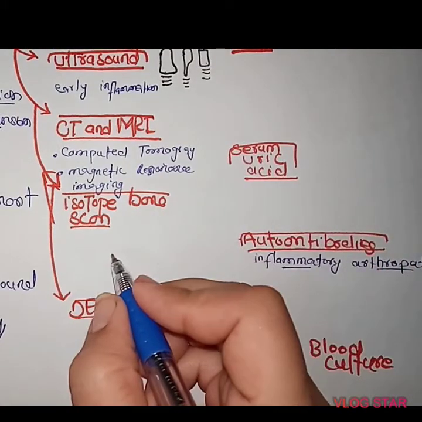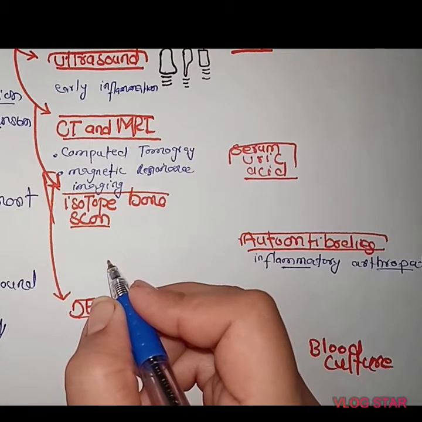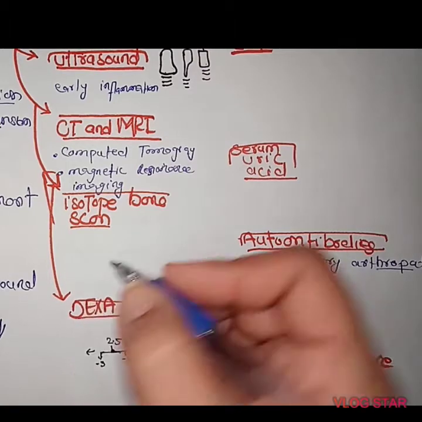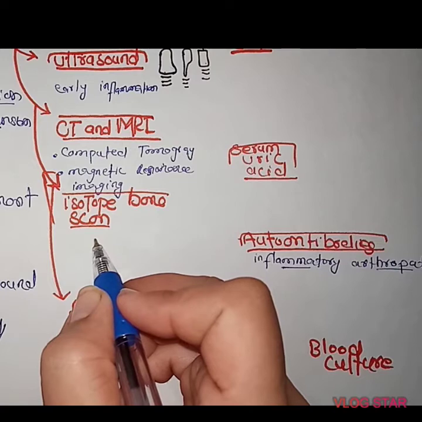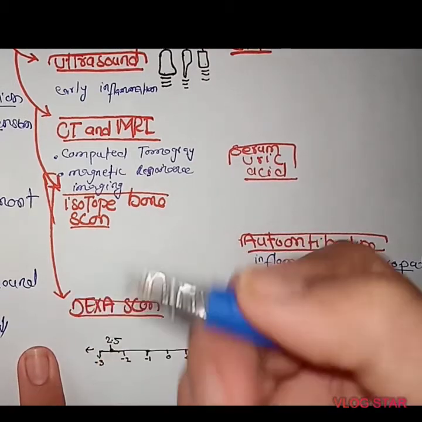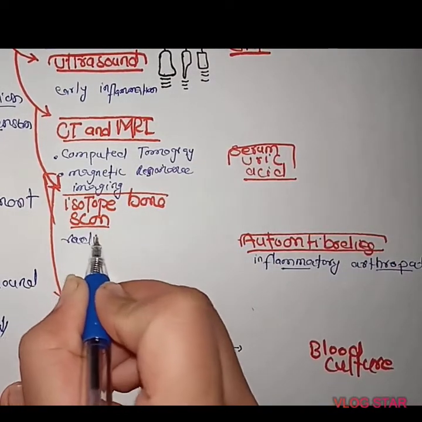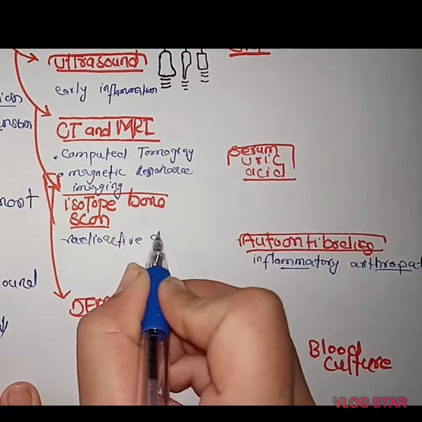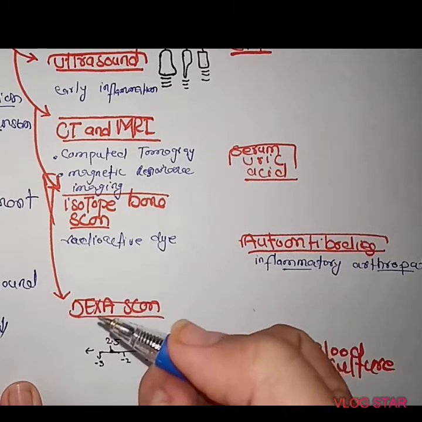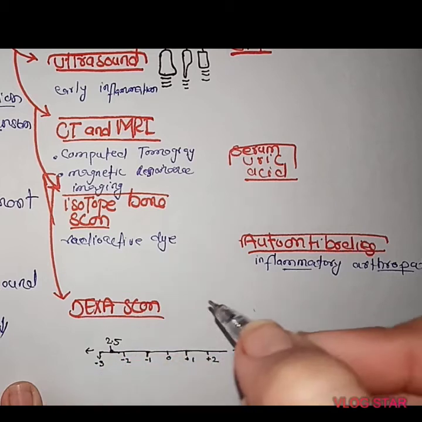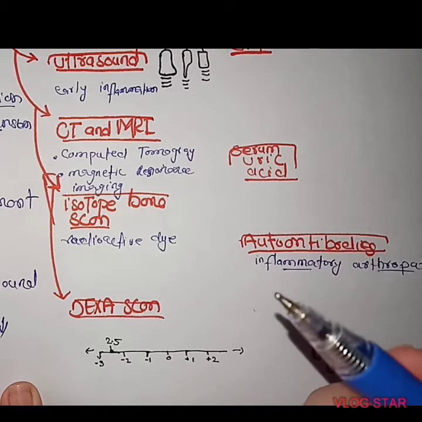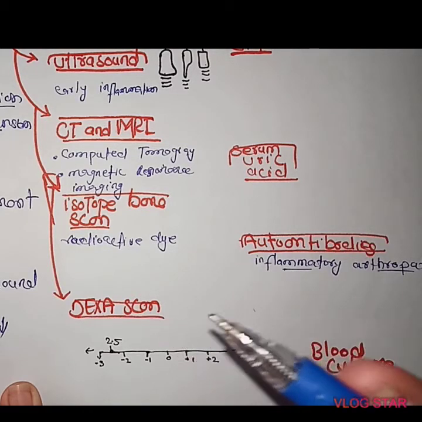Isotope bone scan is mostly used to detect bone cancer, or cancer that may have metastasized from breast cancer or prostate cancer. In an isotope bone scan, a radioactive dye is used. This radioactive dye is injected through a vein, and it is taken up by the bone, not by the tissues. This helps to detect different kinds of diseases or problems that occur in the joint or in the bone tissues.